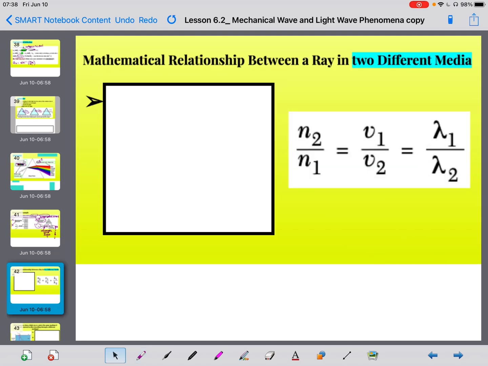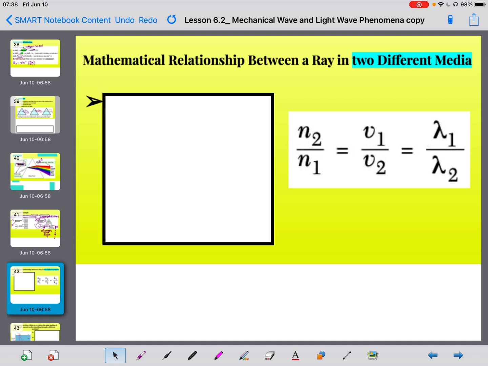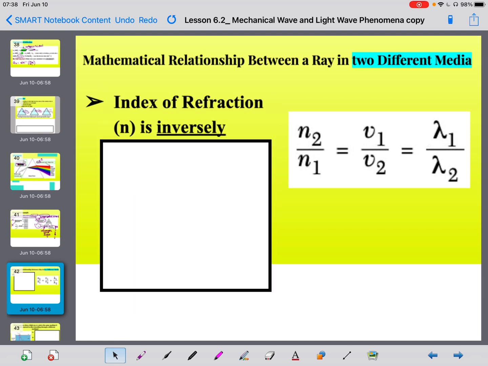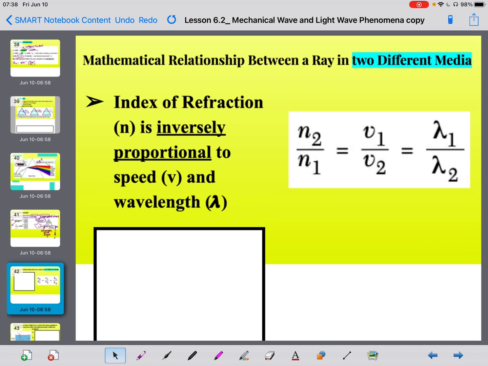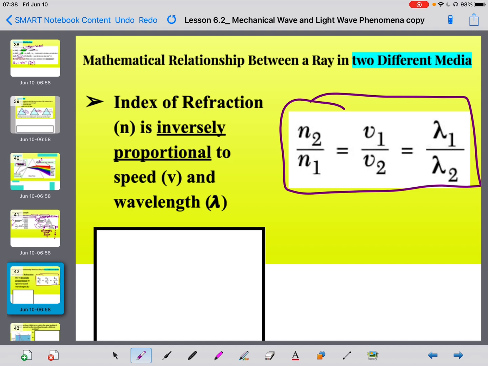Okay, there's also a mathematical relationship between a ray and different media. We say that the index of refraction, n, is inversely proportional to speed and wavelength, as we can see here. This formula is in your reference table. It's just setting up ratios. Because we have things in denominators, we know that they're going to be inversely proportional. So if one of those denominators gets bigger, then my index of refraction is going to decrease.